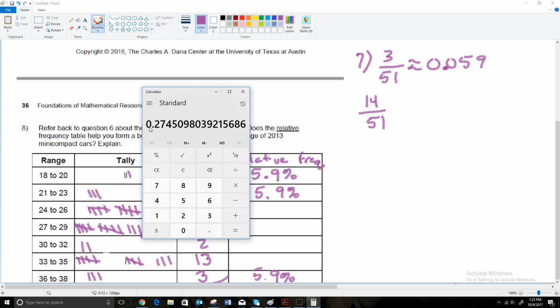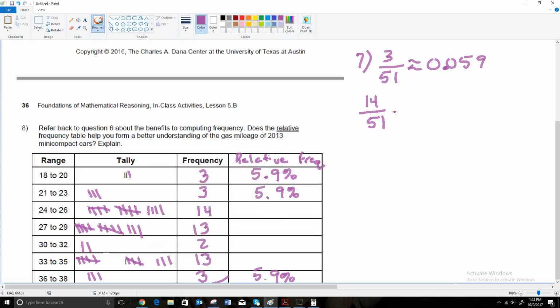So 0.275 will be our decimal for this. 0.275, and if I shift that and make it a percentage, that's 27.5%. So again, however you want to do that, you can think of it as shifting the decimal 2 places, or you can think of it as multiplying by 100. Either one will get you the percentage.